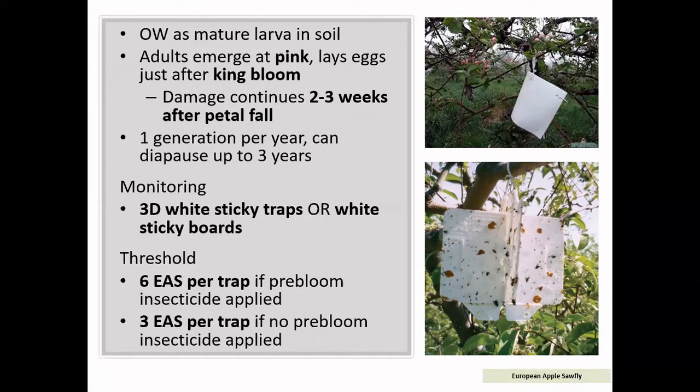So monitoring for this can be done using either the white sticky card shown here in the top right corner, or these 3D white traps that mimic a flower bloom, and they're sticky on all sides here. And so with these traps, then you can use them to determine a threshold, and that really depends. That threshold is based on the petal fall application timing for control products, and that's based on whether pre-bloom control has been in place.